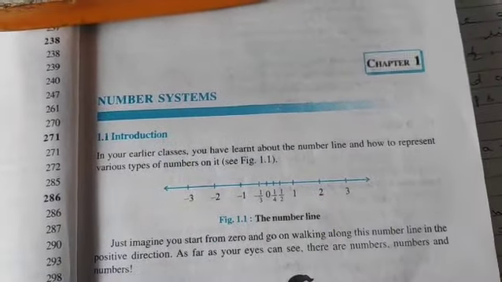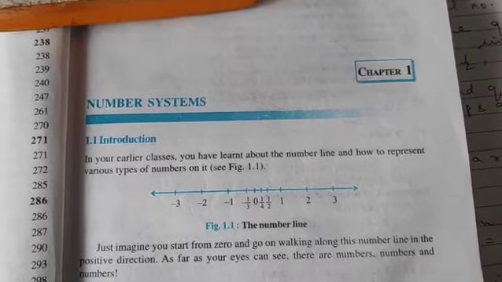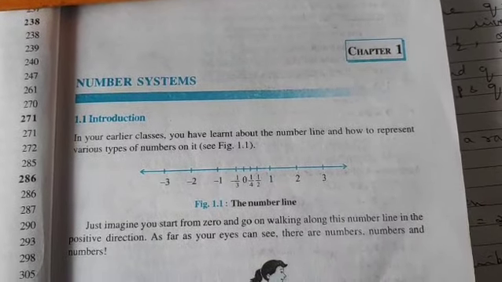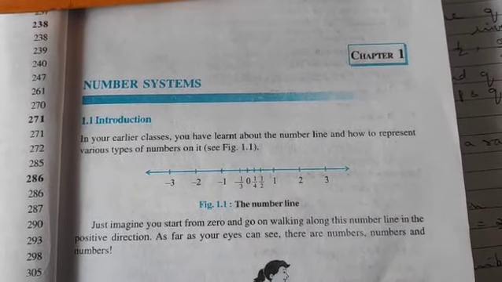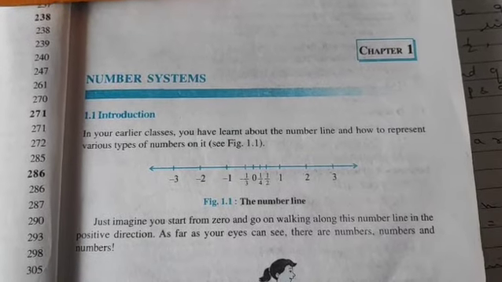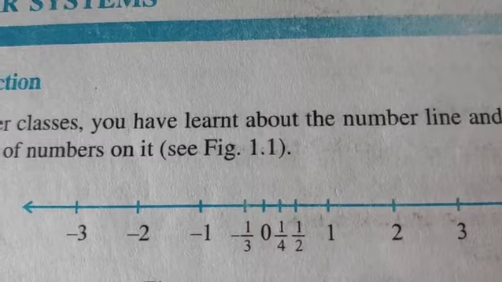In primary classes you have come across what the number system is about, the number line. How to represent the numbers on the number line, that also you must have learnt. The integers, positive, negative, fractions, positive, negative, all this you must have covered. This is how a number line looks, isn't it?